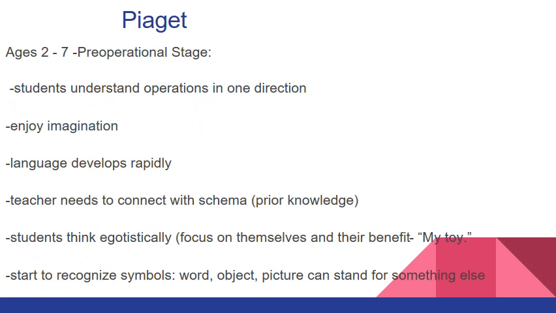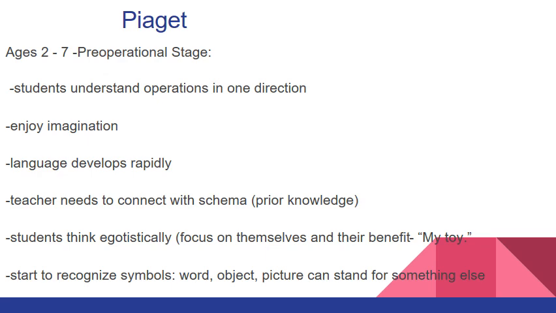From ages 2 to 7, children undergo the pre-operational stage. They start to understand repeated actions, and they remember the actions or operations in one direction. So if they repeat that order exactly, they can repeat that action. They also are heavily focused on the imaginative world. They like to create their own realities. They like to play and create their own stories and even their own imaginary friends sometimes.